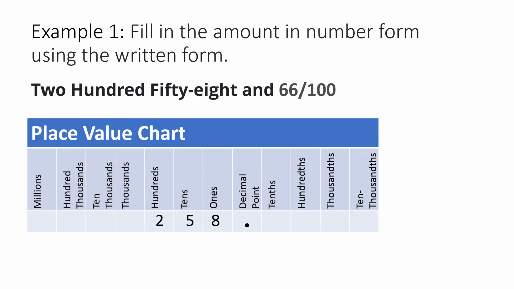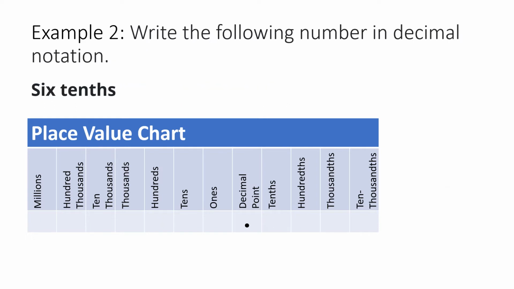And then the rest of it is 66 over 100, which is 66 hundredths. And so I'm going to put a 6 in my 10 spot and a 6 in my 100 spot. And that's going to be my answer in a decimal form, 258.66.